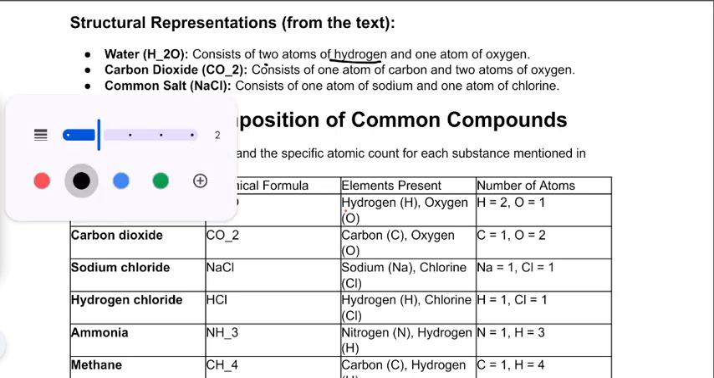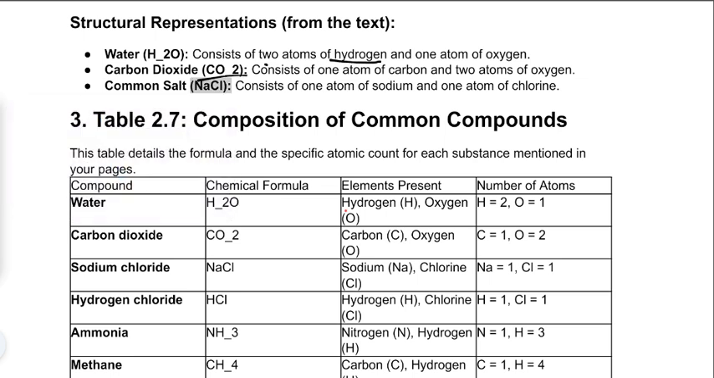Next is carbon dioxide. CO2 consists of one atom of carbon, we generally don't write one, and two atoms of oxygen. Common salt, which is NaCl, sodium and chlorine. It consists of one atom of sodium, one atom of chlorine. Nothing is written, so it means one atom of each.